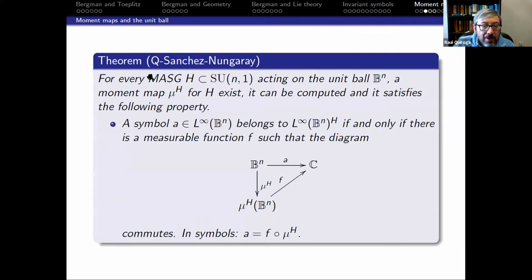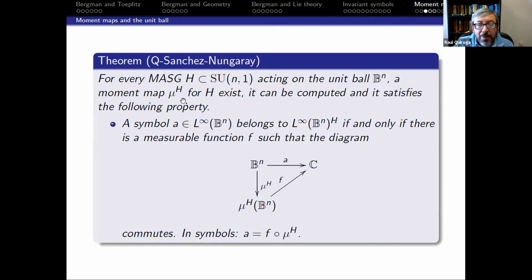Armando and myself proved the following. For maximal abelian subgroups, the moment map can be computed, you have to prove the existence in every case, and it satisfies the following property. The symbol is H invariant if and only if you can complete this diagram. It's invariant if it's a function of the moment map of H.